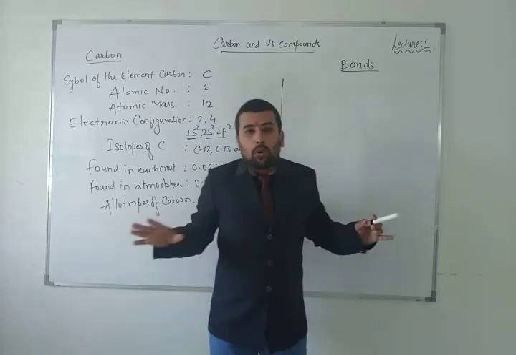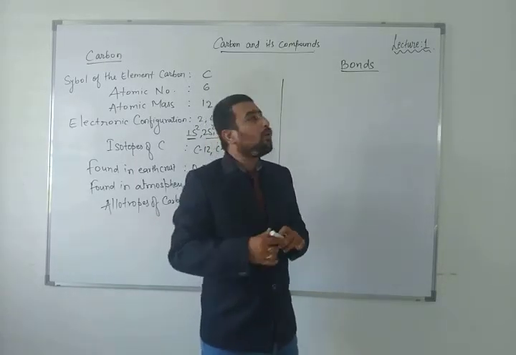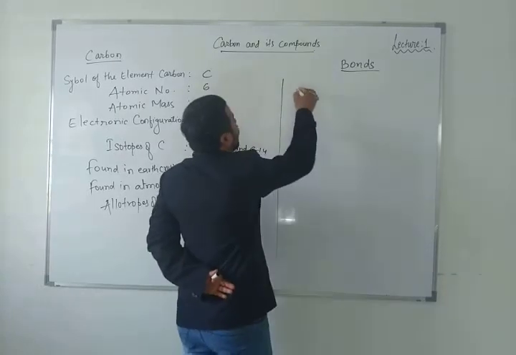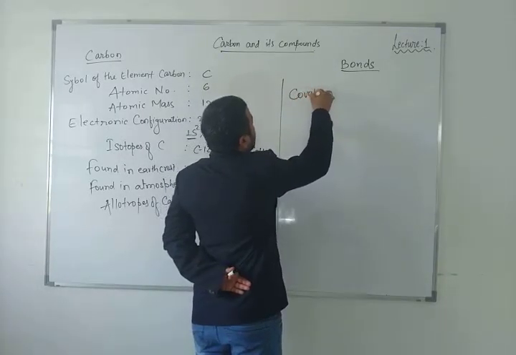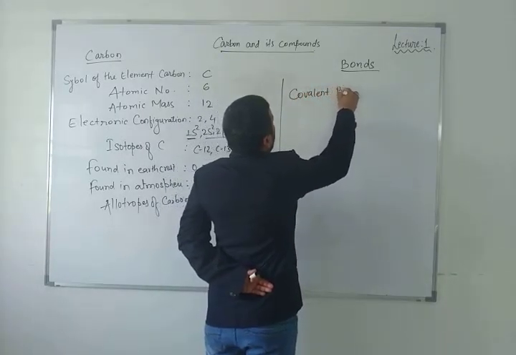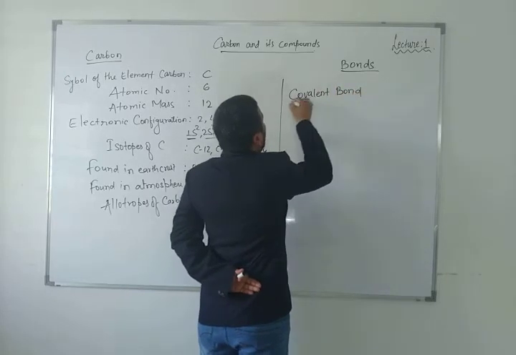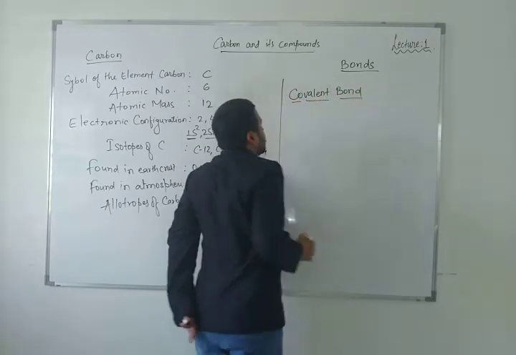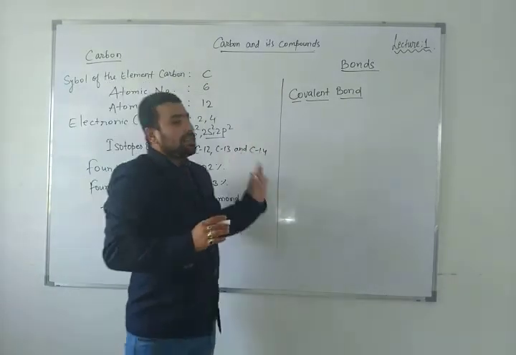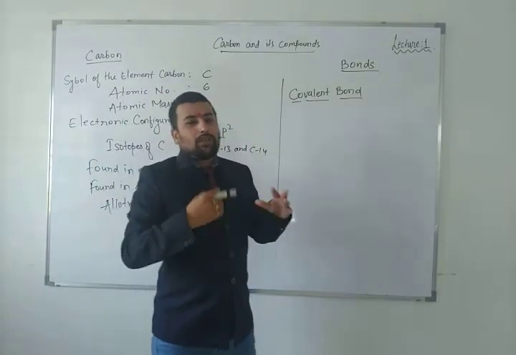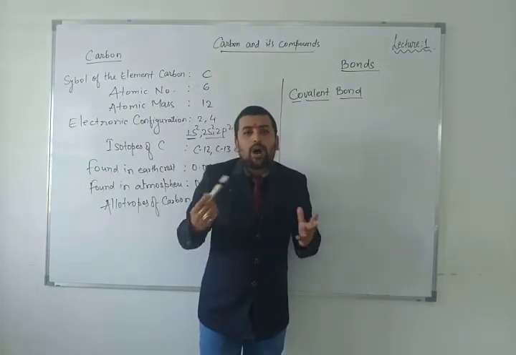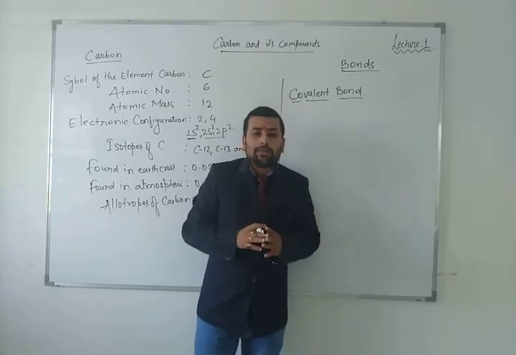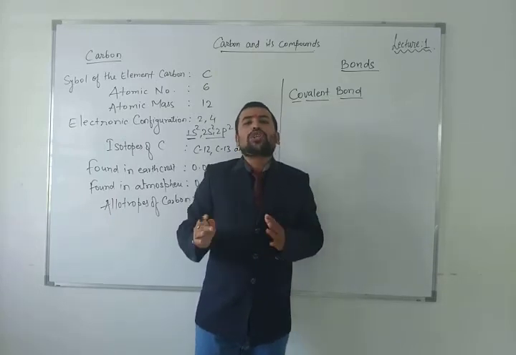And in our whole study of carbon and its compounds, we are going to study the covalent bond. Which one? Covalent bond. What is the meaning of covalent bond? Covalent bond means I am talking about valency. Co means outer shell. Whatever the number of electrons are there in the outer shell, it will do sharing of electrons.